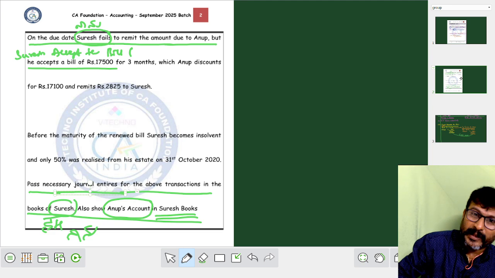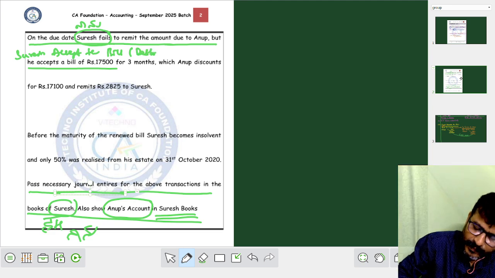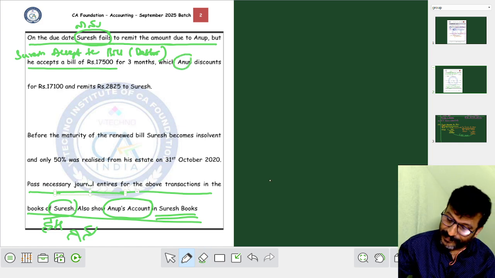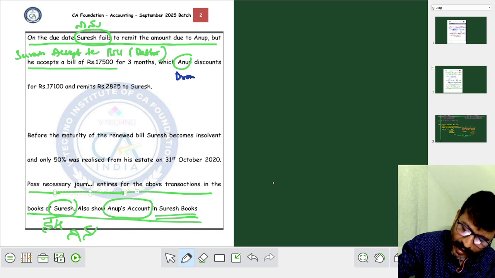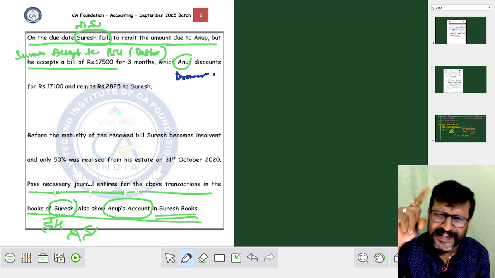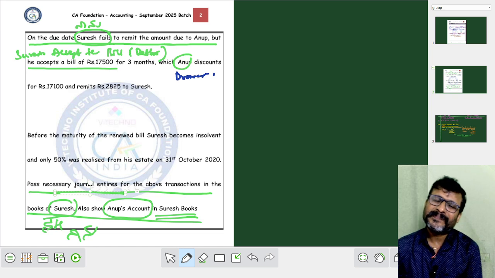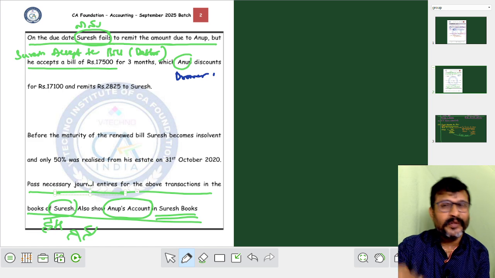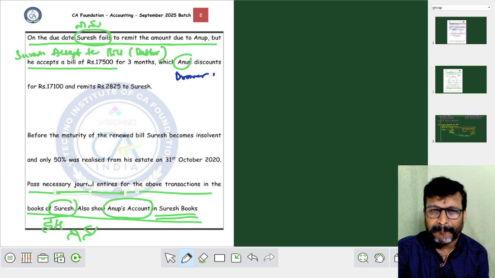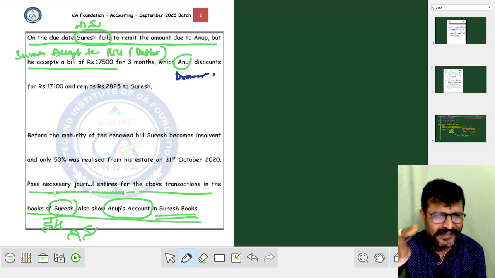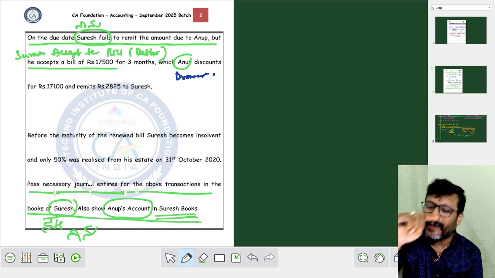When Suresh accepts the bill, Suresh becomes what? Debtor. Then Anup becomes what? Drawer. My dear students, this is called accommodation of a bill. Till now Suresh is drawer, right? But now on the due date, Anup is a drawer, Suresh is a drawee, as Suresh fails to pay the amount due to Anup. Are you getting my word? This is called the mutual accommodation of a bill.